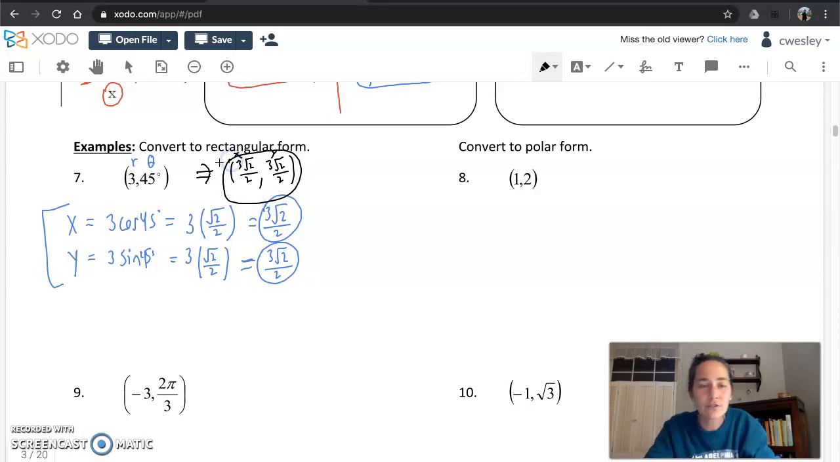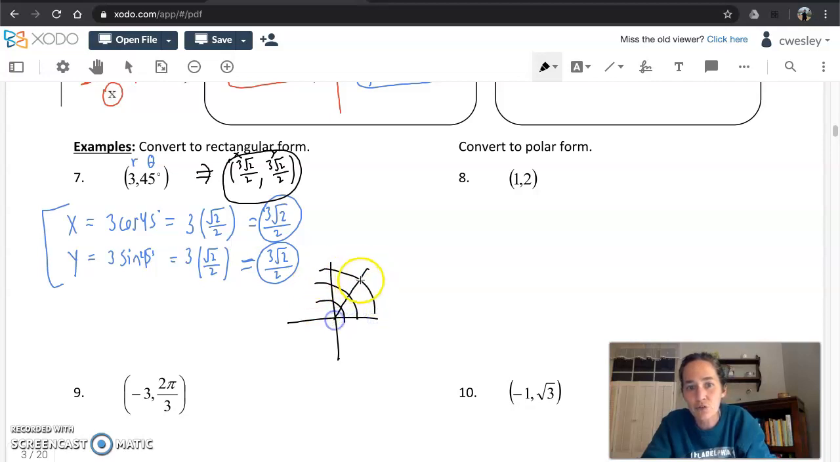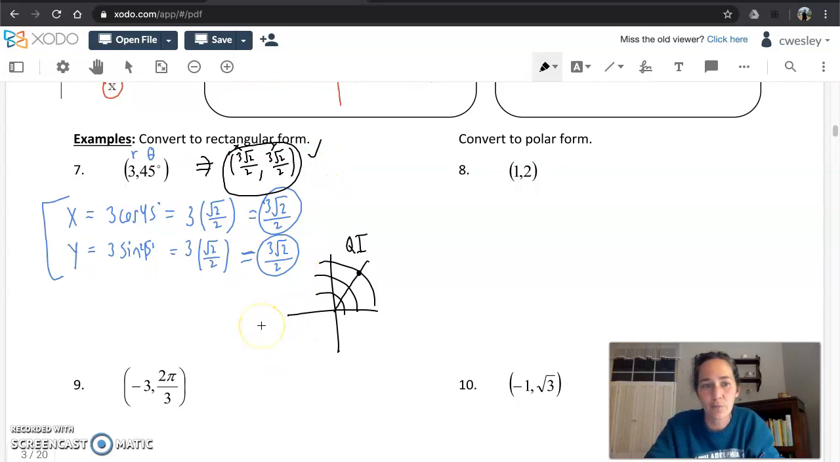Could we check our answer and make sure we're not completely off base, like we've landed in the completely wrong quadrant? Absolutely. 3 comma 45 degrees, what quadrant's that in? You're out 3 rings, and you're 45 degrees up as a central angle. This is great. In Q1, you've gone precisely up and over the same amount, and we landed with a positive x and a positive y.